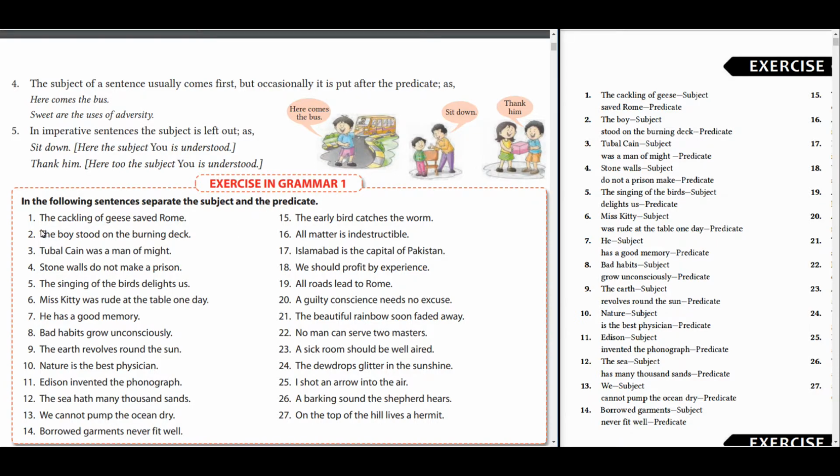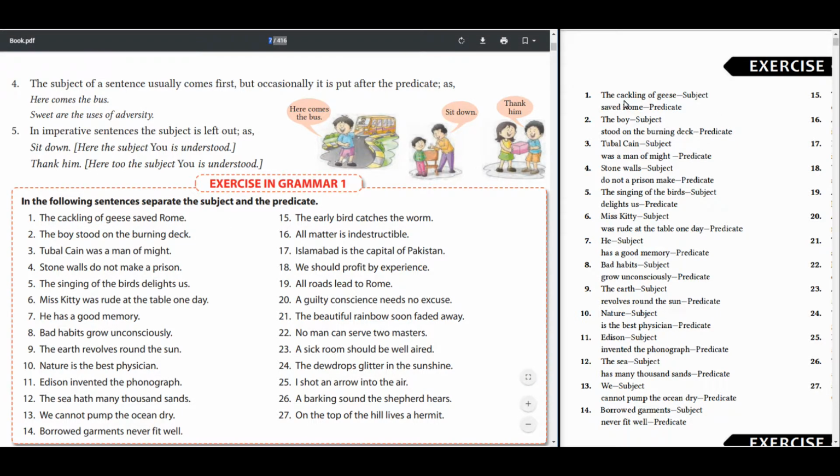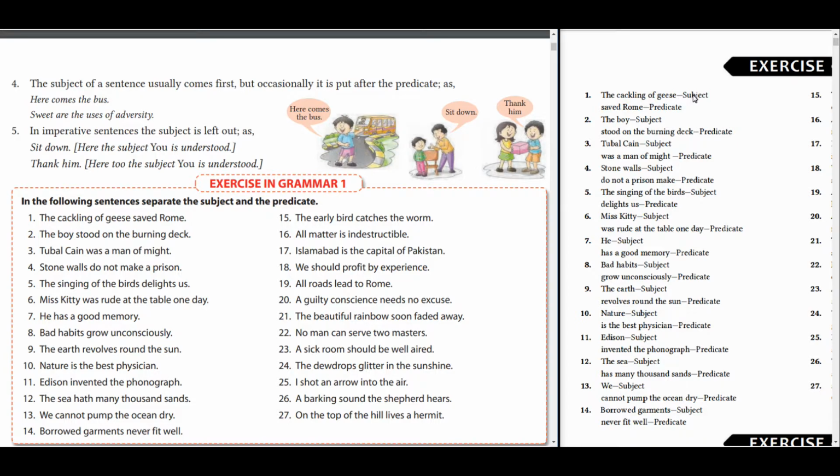So the number one question is: in the following sentence, separate the subject and the predicate. The cackling of geese saved Rome. The cackling, the sound of geese, a bird, saved Rome. So, get the answer? The answer is here. The cackling of geese is a subject. What is a subject? The person or thing which does something.